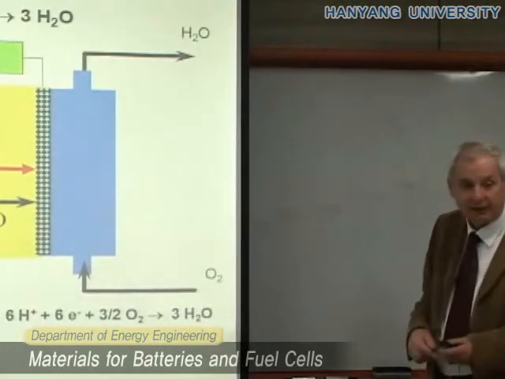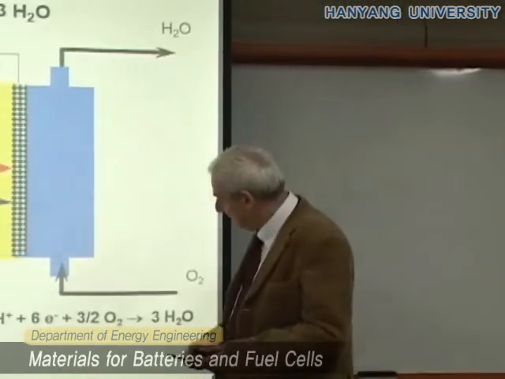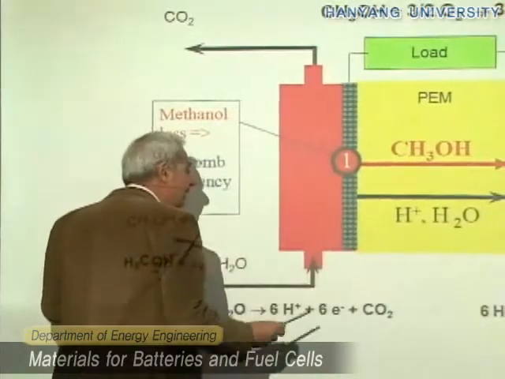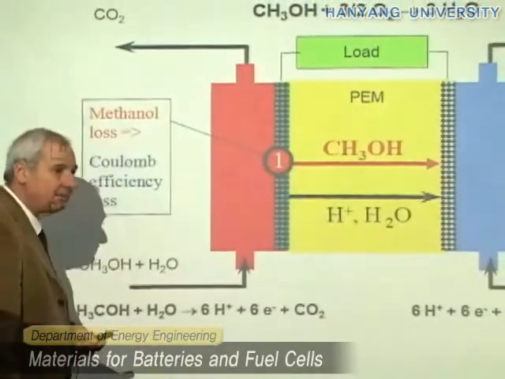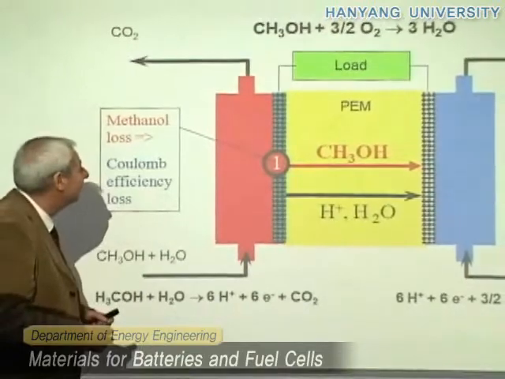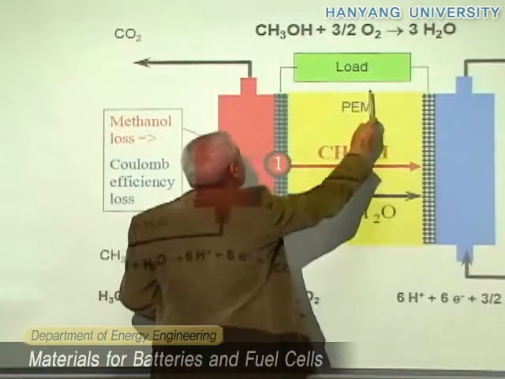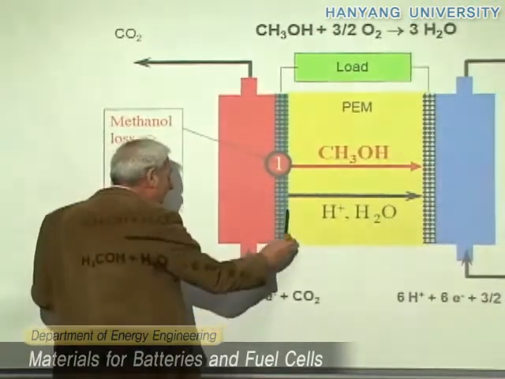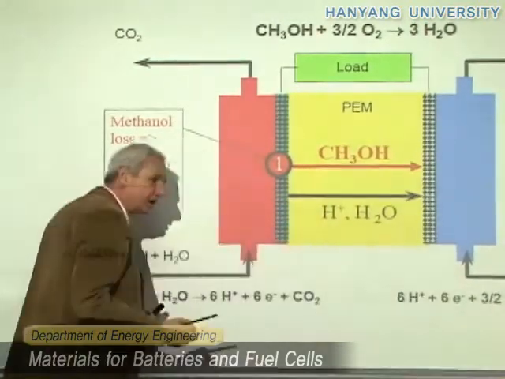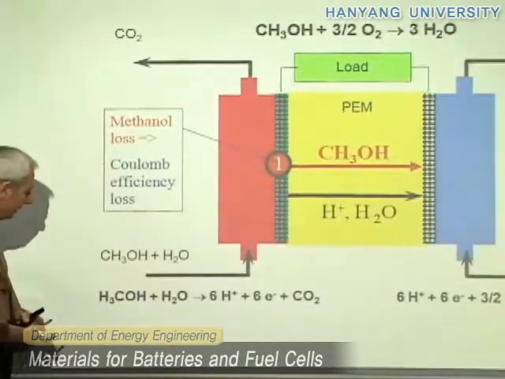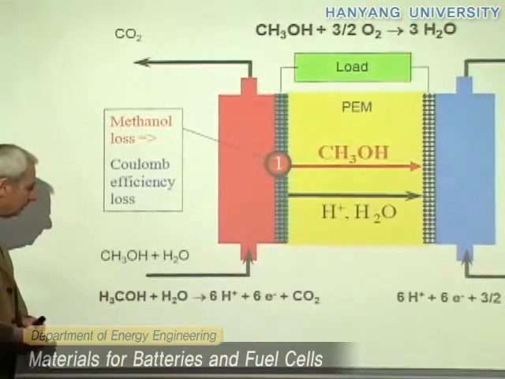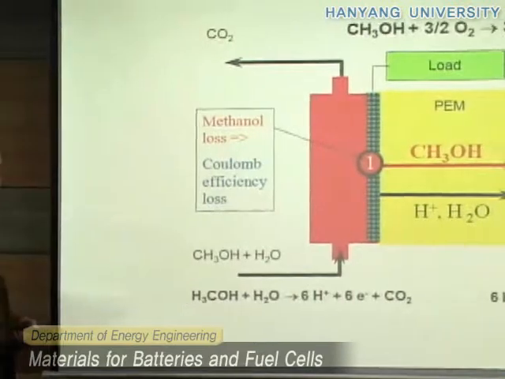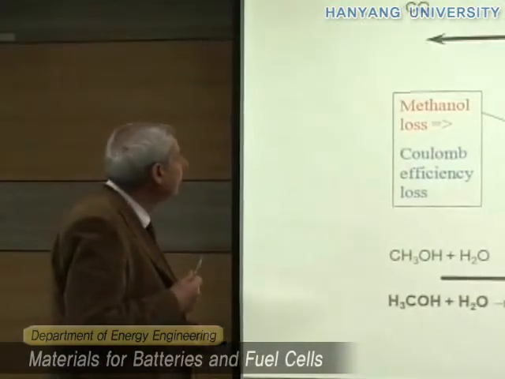The major issue of this kind of fuel cell is that methanol, instead of remaining here and being oxidized, can travel through the membrane. So this is called methanol crossover. It is not very good because if methanol goes to this side, it may react with oxygen and produce some water. So if methanol, instead of being all oxidized here, is going partly through here, we lose current because we should have this reaction here. But if some of this goes through here, then of course we lose some material for the fuel cell. And so we have a loss of properties.